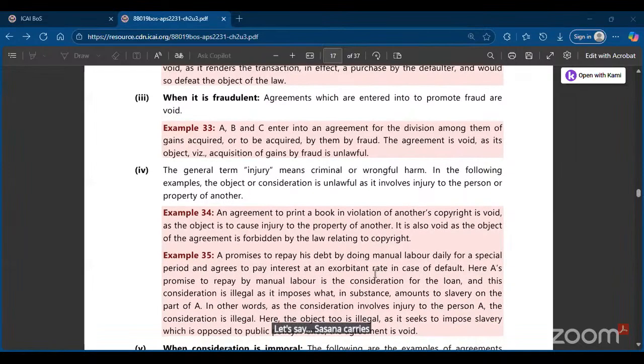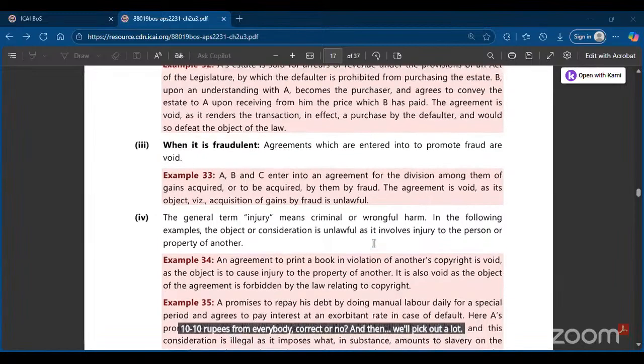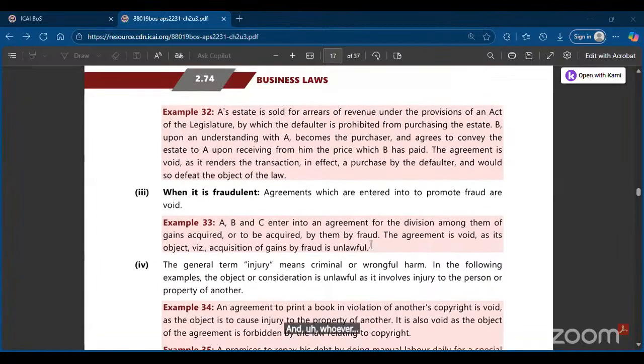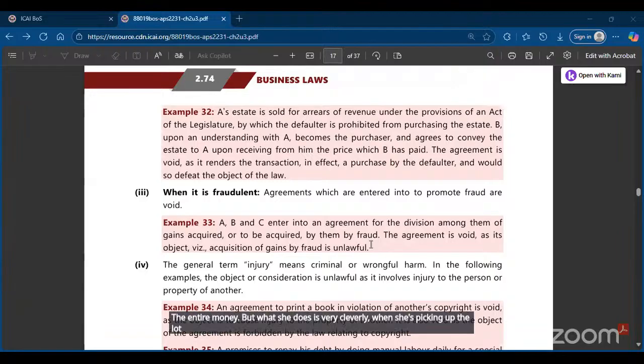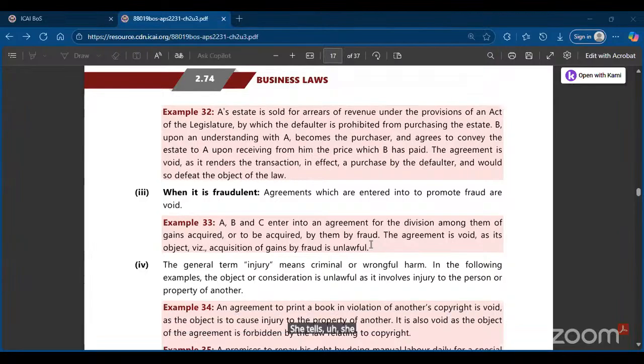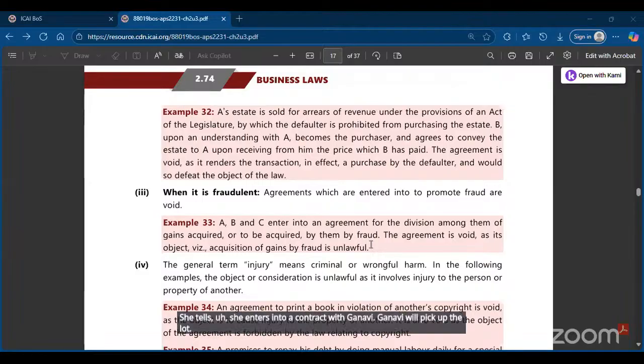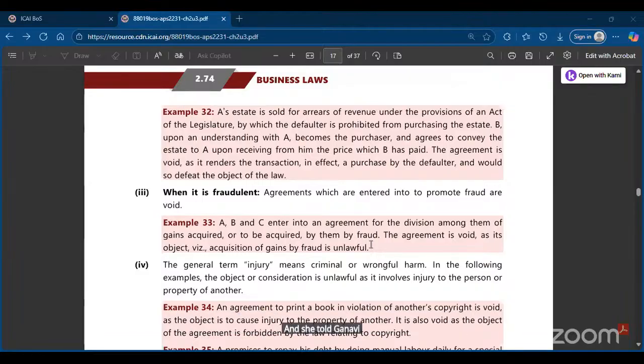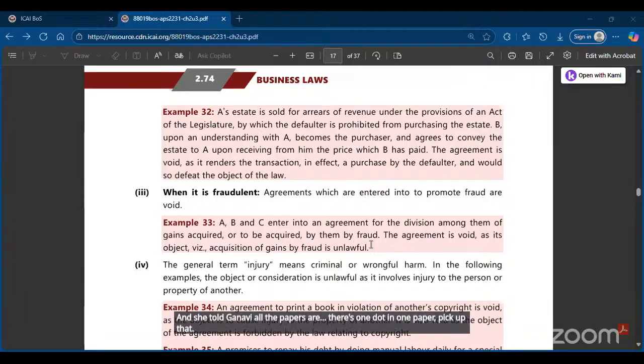out a lottery in the class. She says, we'll do one very interesting thing. We'll charge 10 rupees from everybody, correct? And then we'll pick out a lot, and whoever gets the lot will get the entire money. But what she does very cleverly, when she's picking up the lot, is enter into a contract with Ganavi. Ganavi will pick up the lot. She tells Ganavi, there's one dot in one paper, pick up that. And they pick up the dot.